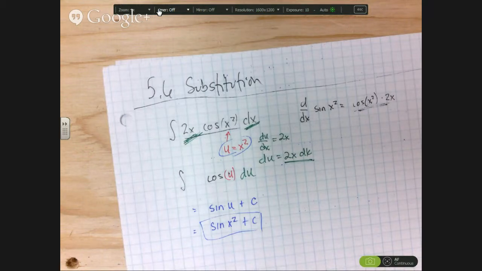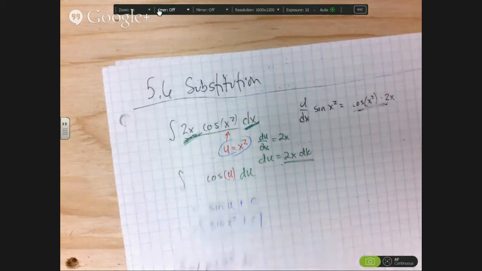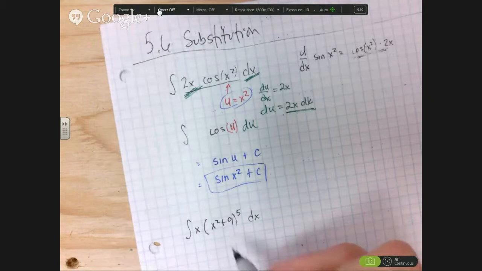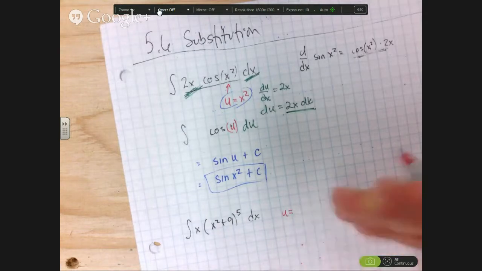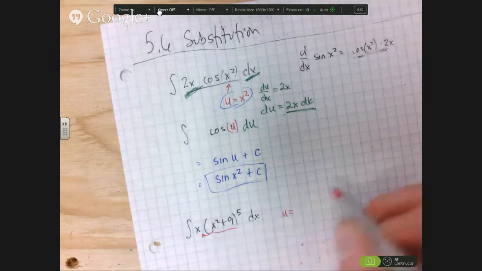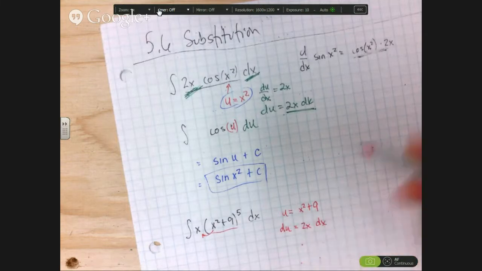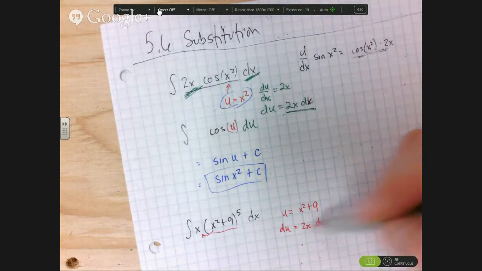Let's try another one. How about this. I'm going to do these on the fly, so hopefully I'm good. If I set u, I like to write mine out to the side here because it kind of keeps things nice and even. I'm going to set u equal to this guy because I think the derivative is going to give me something close to that. And then du equals 2x dx. So instead of doing du dx and then bringing the dx across, I just put it over there already.